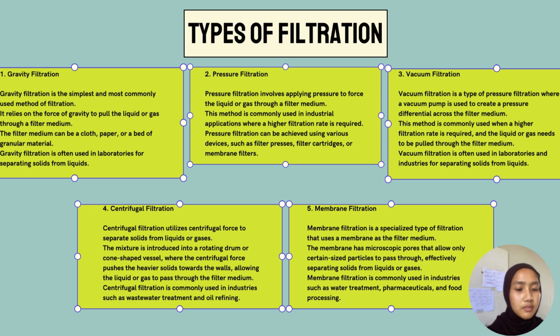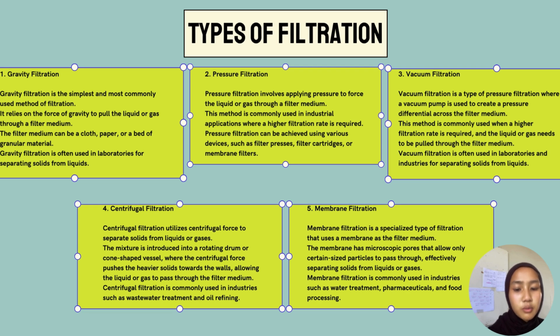The third one is vacuum filtration. Vacuum filtration is a type of pressure filtration where a vacuum pump is used to create a pressure differential across the filter medium. This method is commonly used when a higher filtration rate is required and the liquid or gas needs to be pulled through the filter medium. Vacuum filtration is often used in laboratories and industries for separating solids from liquid.